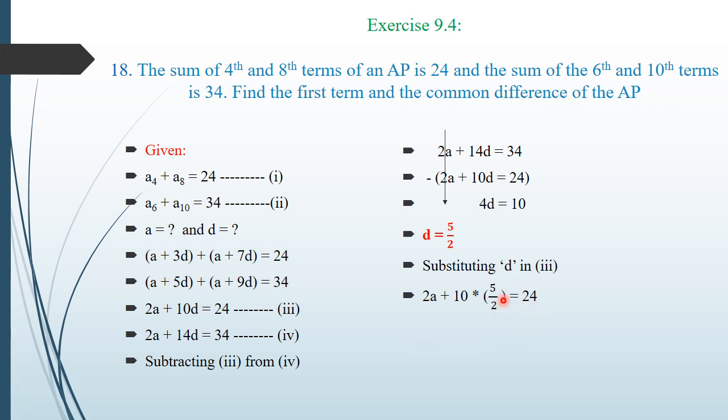After simplification, here I can cancel this 10 by 2, that is nothing but 5. 2 ones are 2, and 2 fives are 10. Then I'll be getting 2a is equal to 5 into 5 is 25. Therefore this 25, if I take it on the right side, that is 2a is equal to 24 minus 25. Therefore a is equal to minus 1 by 2 here. So these are the two terms that were required, that is d equal to 5 by 2 and a is equal to minus 1 by 2.